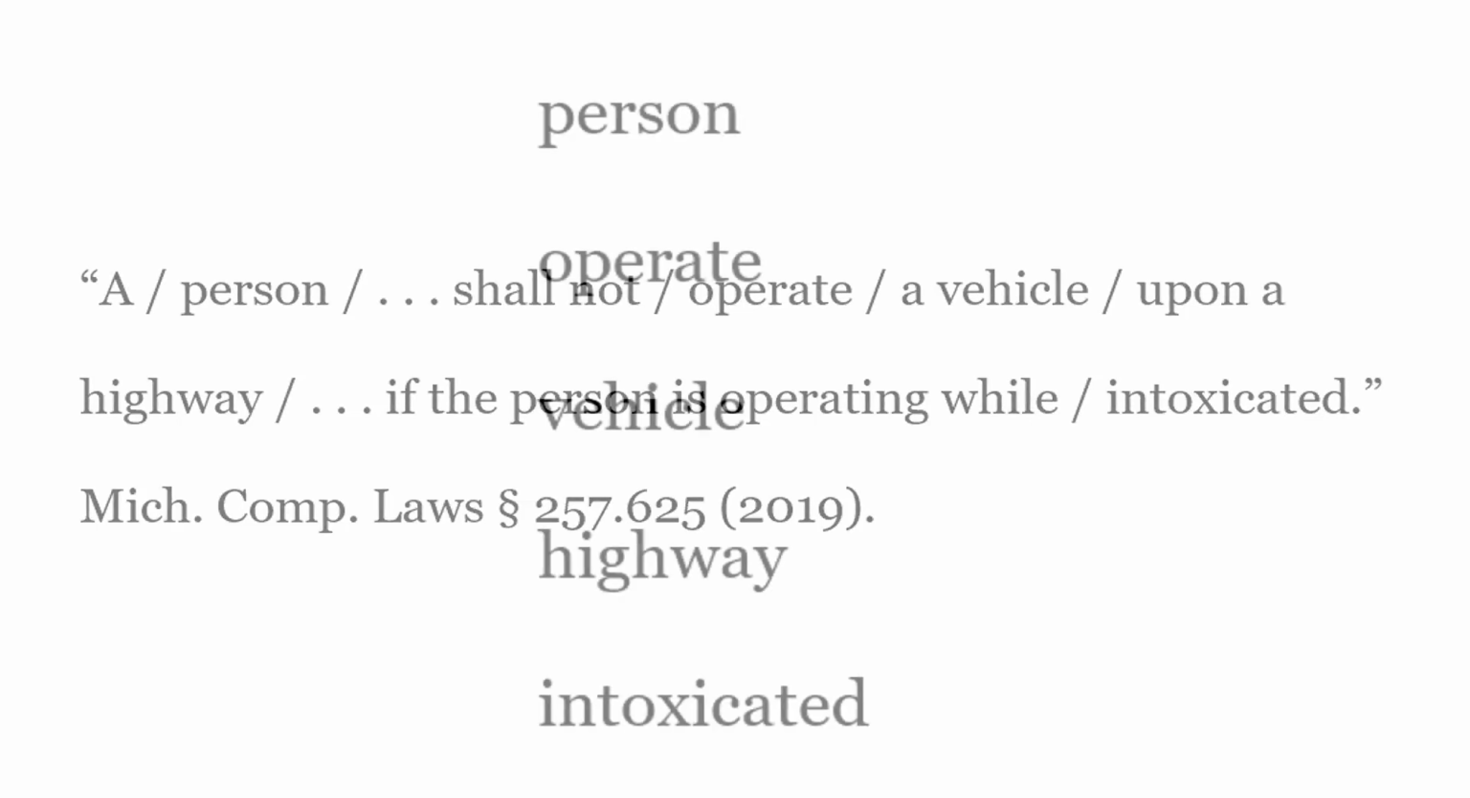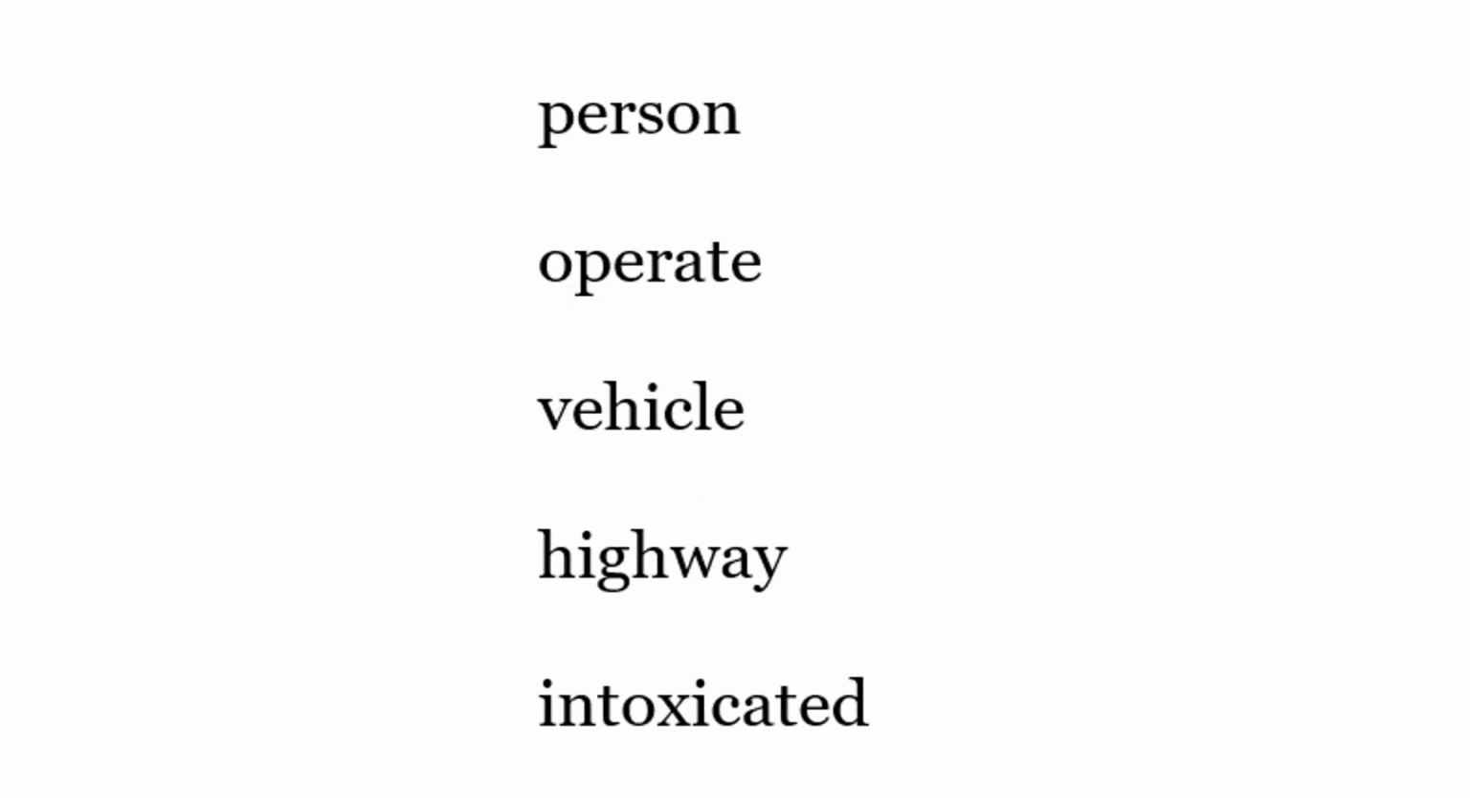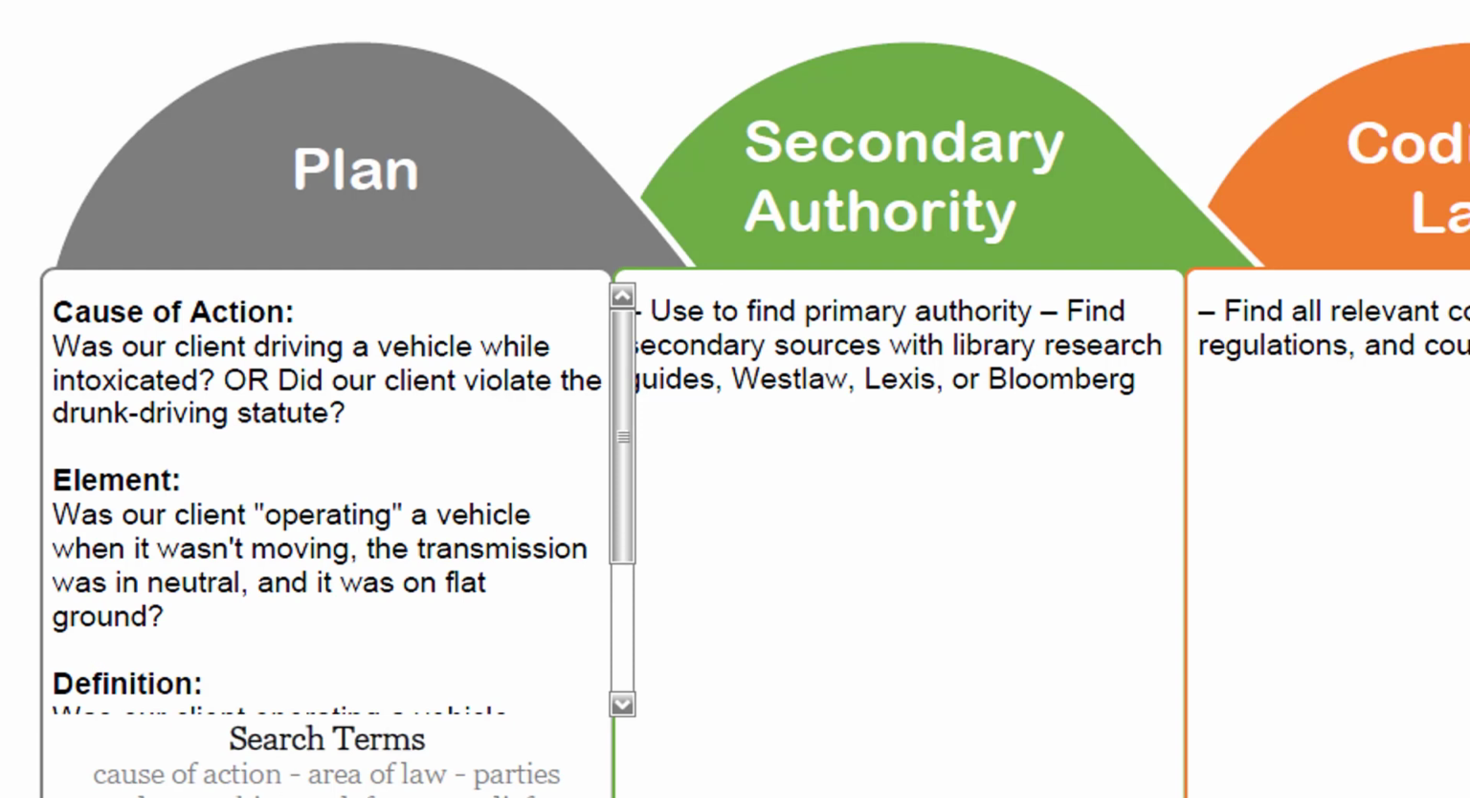So then as we go and look at those elements, it appears that the only one that's really at issue is operate. So then we go and refine our issue. So now the issue becomes, was our client operating a vehicle? And then we can add in the facts. It wasn't moving, the transmission was in neutral, and it was on flat ground.